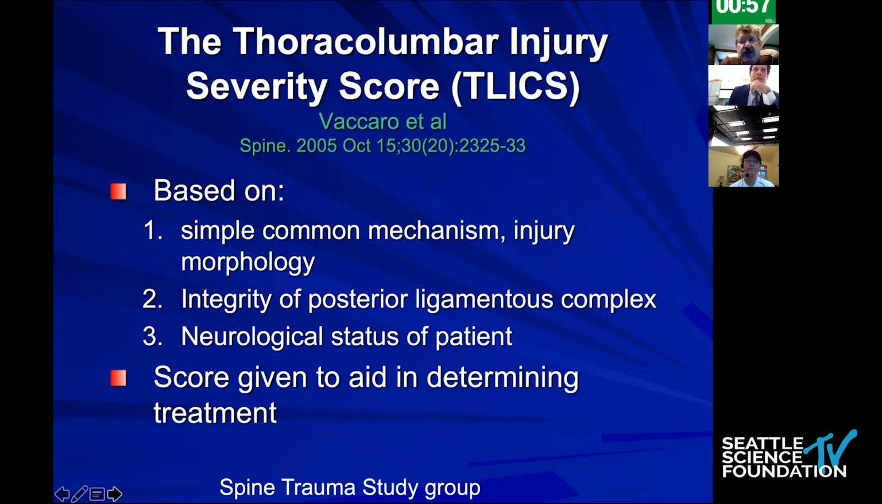The TLICS was the first classification to do this. And so it was developed with that specifically in mind, with 3 common concepts. What was the morphology of the fracture? What was the integrity of the posterior ligamentous complex? And what was the neurological status of the patient? And a score was developed to help offer guidance.